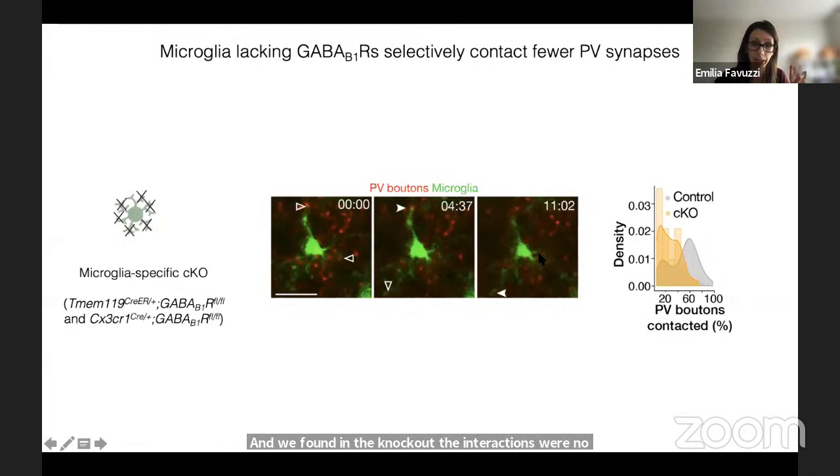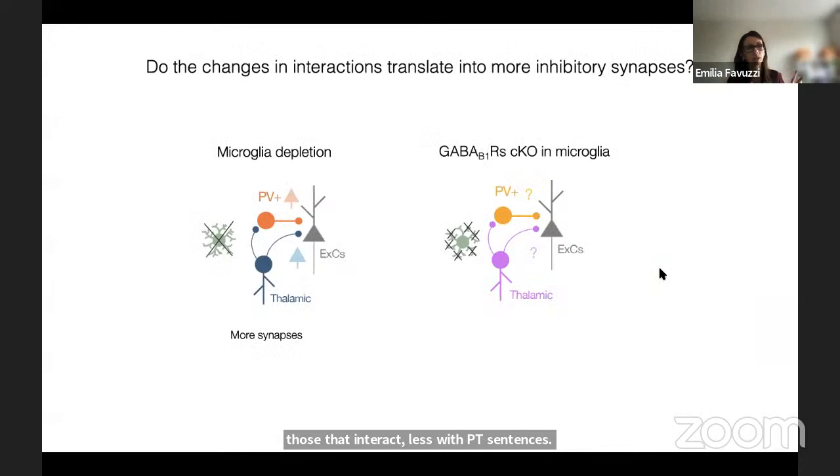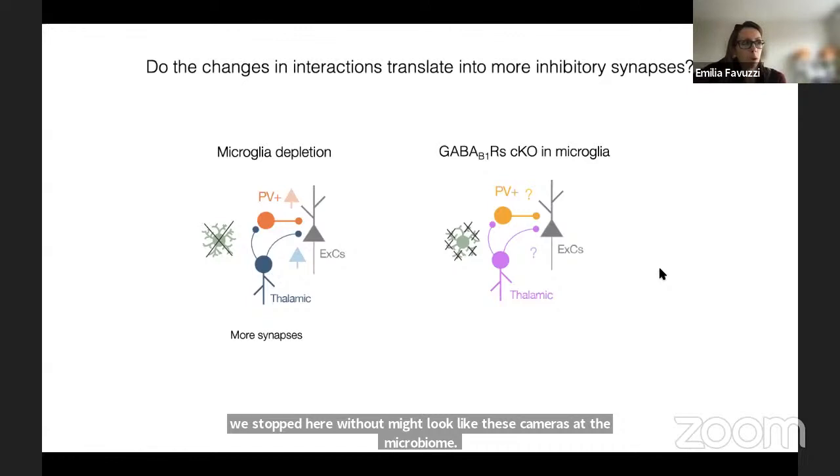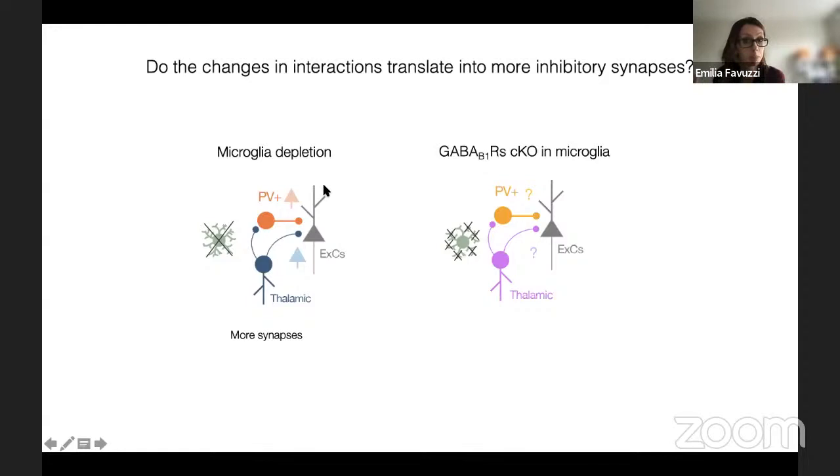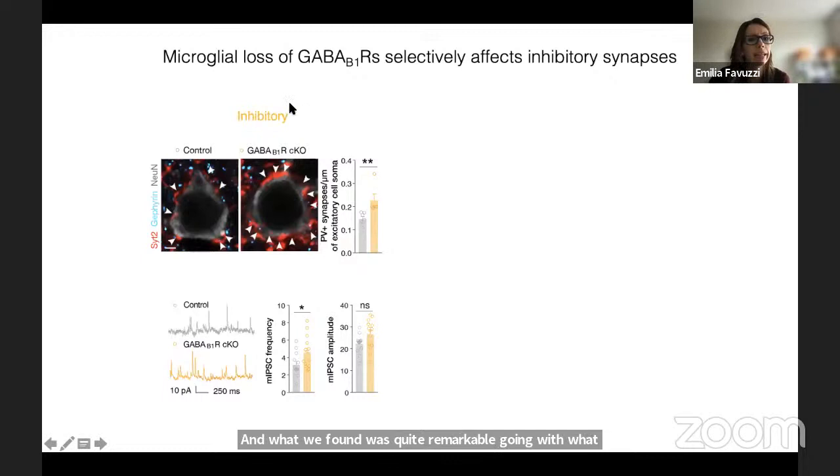And so we stopped here and we thought, oh, it might look like these GABA-receptive microglia may be dedicated to remodel inhibitory synapses. But then if that is the case, these knockout mice should have connectivity defects that are somehow similar to what we found when we had completely depleted microglia, right? And what we found was quite remarkable. Again, we went back, we looked at the inhibitory synapses in GABA-B knockout mice, and we found that they were increased structurally and functionally using physiology.